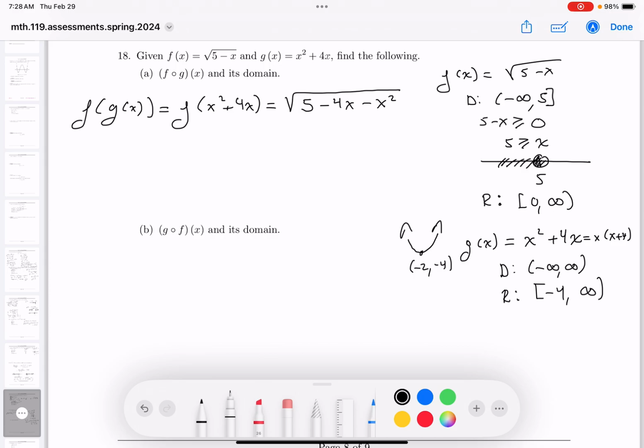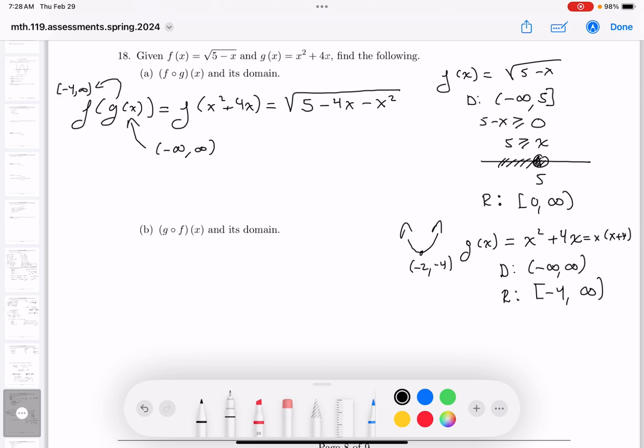Now, a lot of students have trouble with the domain. This is the gatekeeper, by the way. Who does g let in? Someone says, I don't know who g lets in. I'll take a look at it. G lets in, where's g? Oh, g's right over here. G lets in minus infinity to infinity. But then g tries to give f something. And what does he try to give? He tries to give minus 4 to infinity to f.